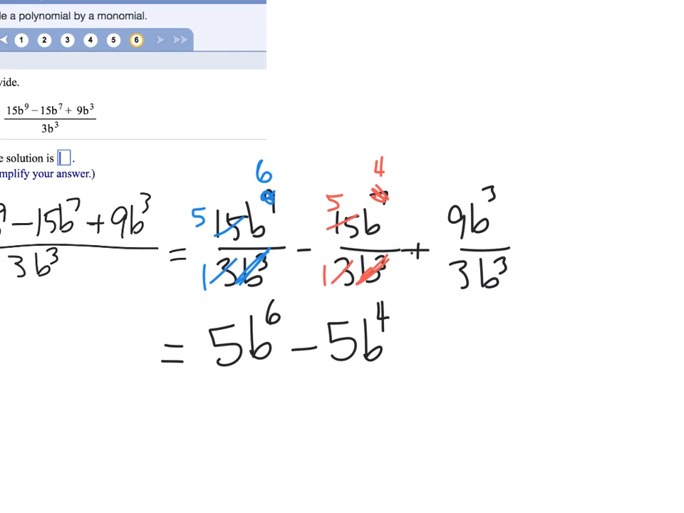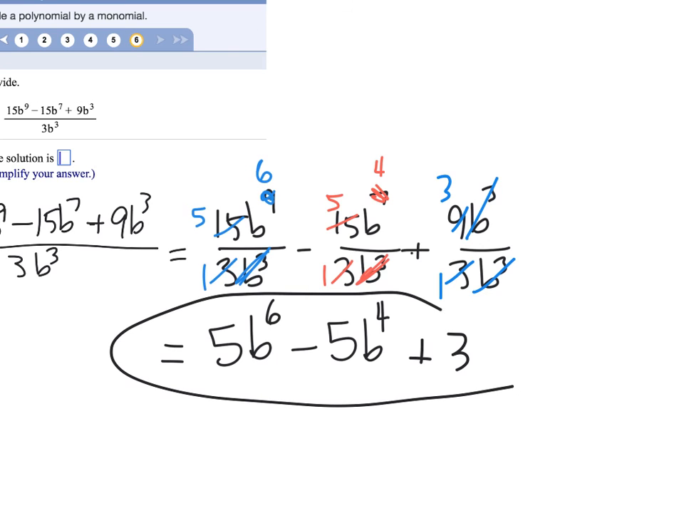And then lastly, let's do it in blue. 9 and 3 becomes 3 and 1. These 3 cancel with these 3, and so we're left with plus 3. So there is our answer.